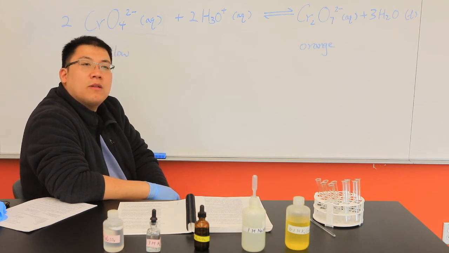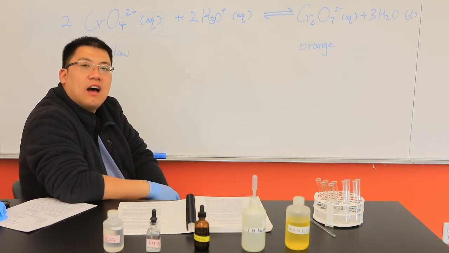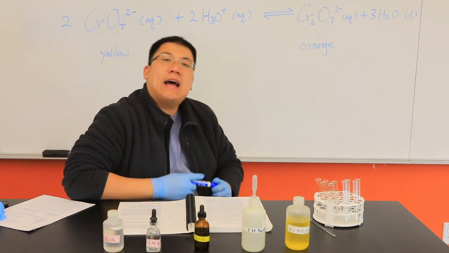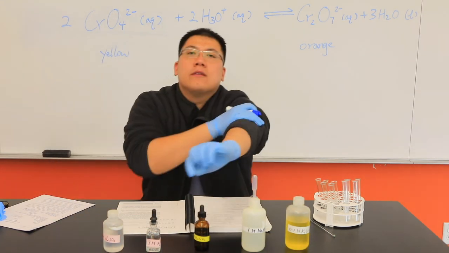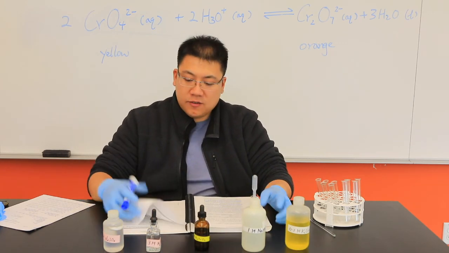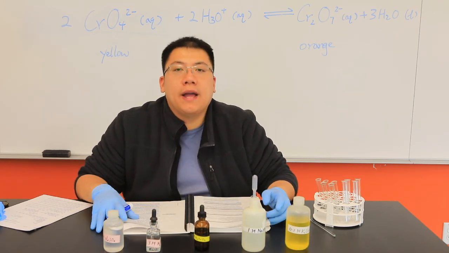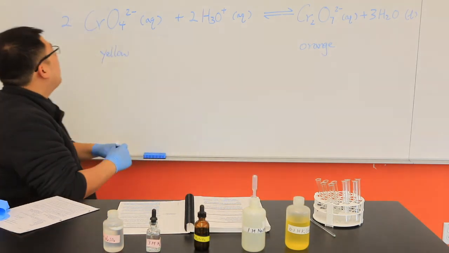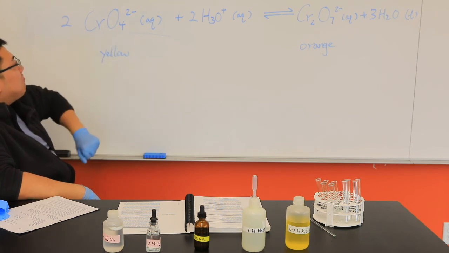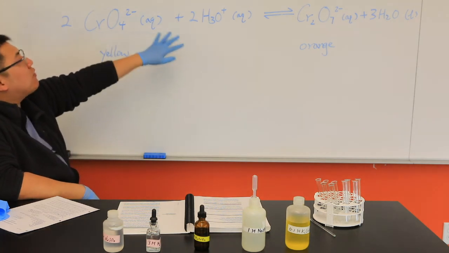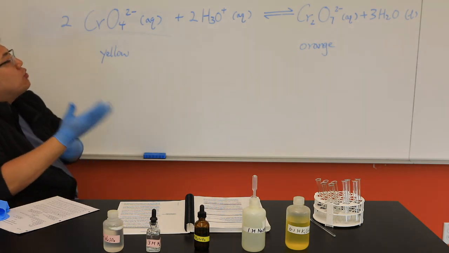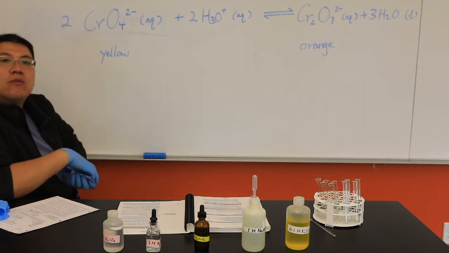So in this experiment, we're going to look at the effects of different stresses applied to the system at equilibrium. Let's take a look at the first part of this experiment, between chromate ion and dichromate ion. The chromate ion is a yellow color, and we're going to react it with some acid, and it will produce dichromate ion and water molecules.